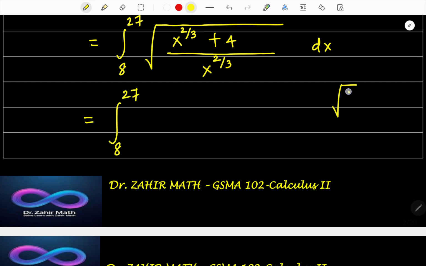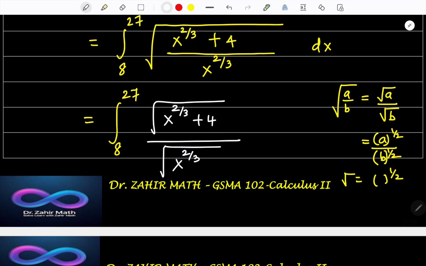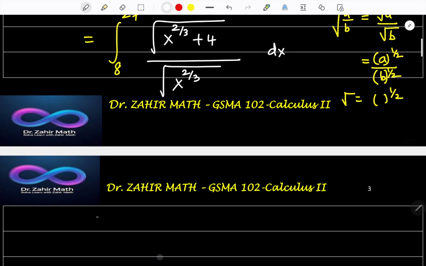One thing you keep in your mind, if you have in a square root a by b, I can write square root a, I can write square root b. Also, I can write a to the power of 1 by 2 divided by b to the power of 1 by 2, because square root means we can write power 1 by 2. So what I'm going to do, x to the power of 2 by 3 plus 4 square root divided by x to the power of 2 by 3 square root. I'm making this one first, okay. Step by step, I'll do slowly, no problem.